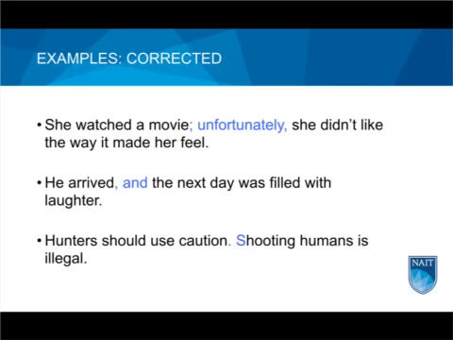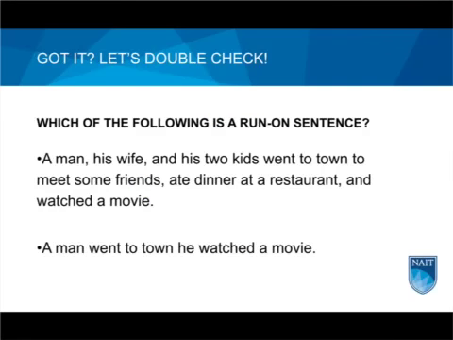Now we can see how correcting these sentences using proper sentence structure can clarify the meaning. She watched a movie. Unfortunately, she didn't like the way it made her feel. He arrived, and the next day was filled with laughter. Hunters should use caution. Shooting humans is illegal. Have you got it? Let's double check.